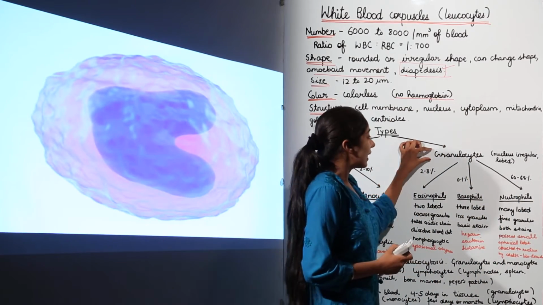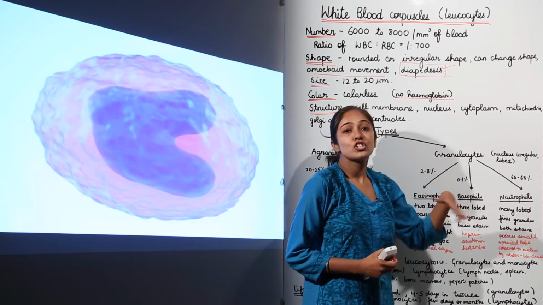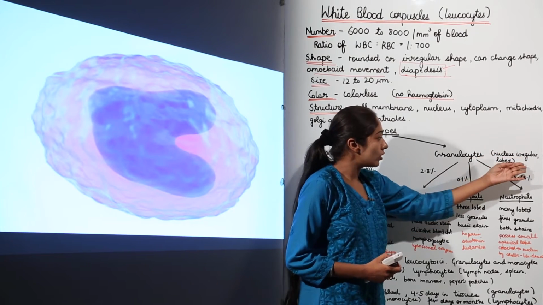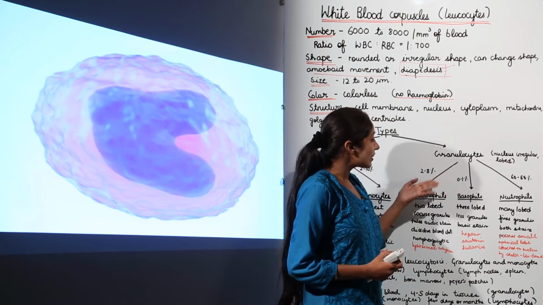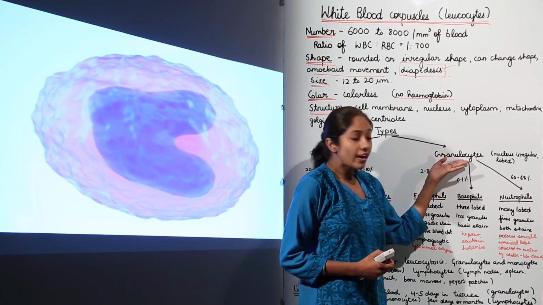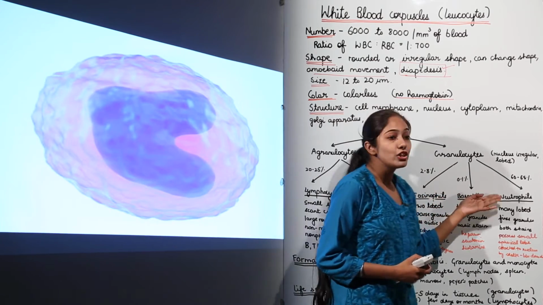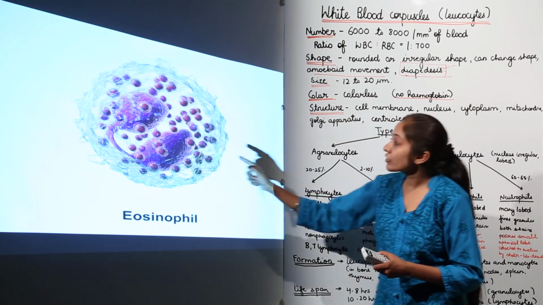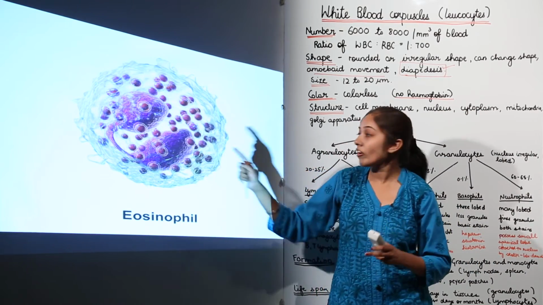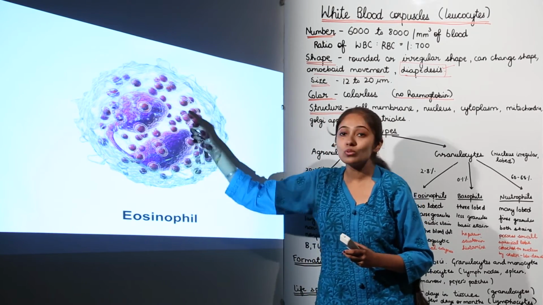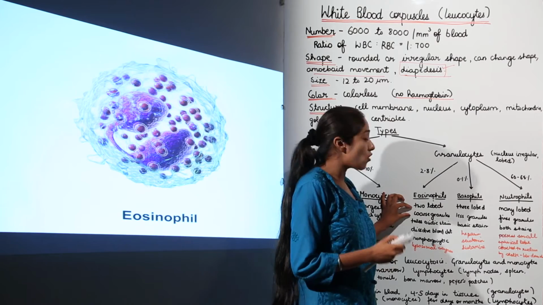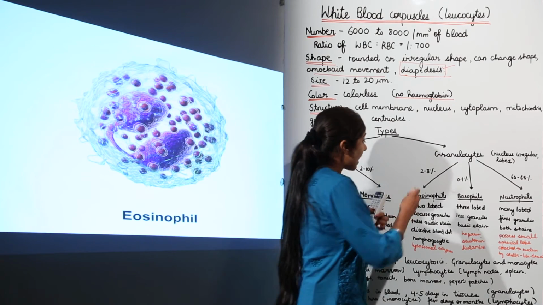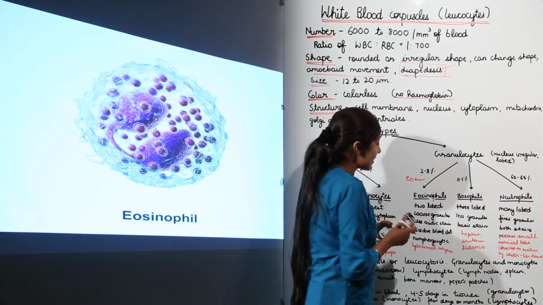Talking about granulocytes, they have granules in the cytoplasm and an irregular, lobed nucleus. Based on the staining properties, granulocytes are divided into eosinophils, basophils and neutrophils. Let's see first the eosinophils. As you can see in the image, the nucleus is two-lobed, and you can see the granules in the cytoplasm. They have coarse granules, and they take the acidic stain, eosin, hence their name eosinophils.